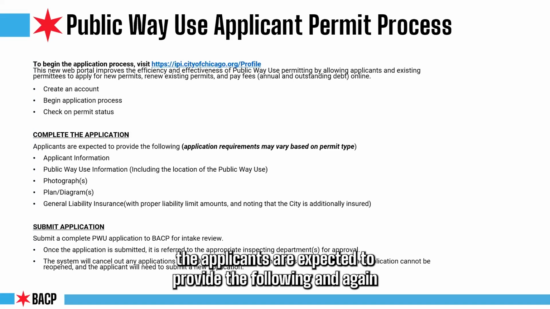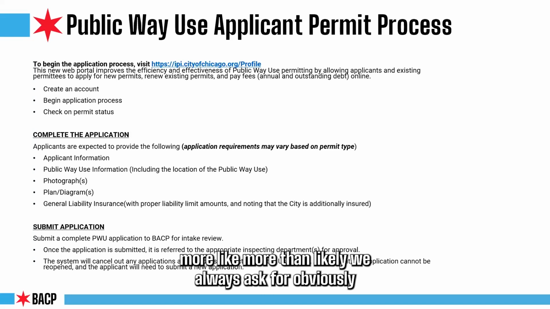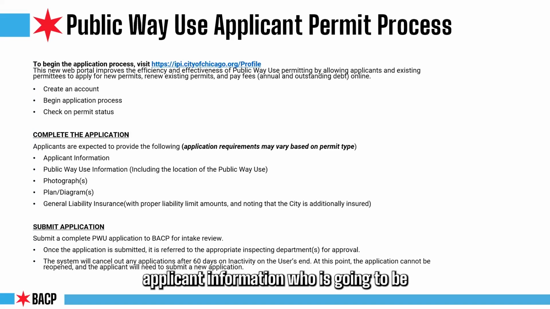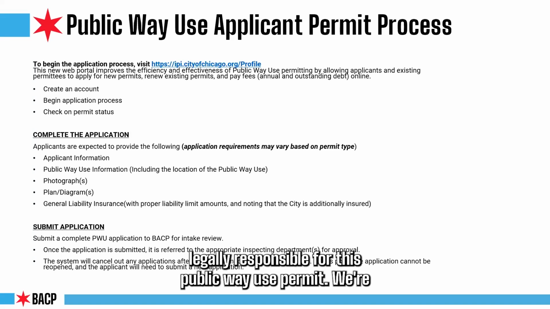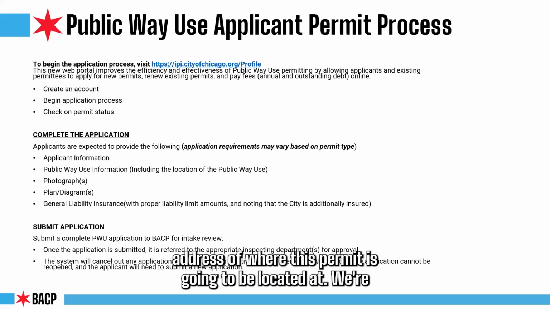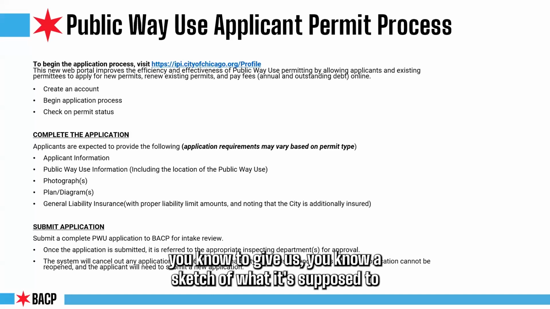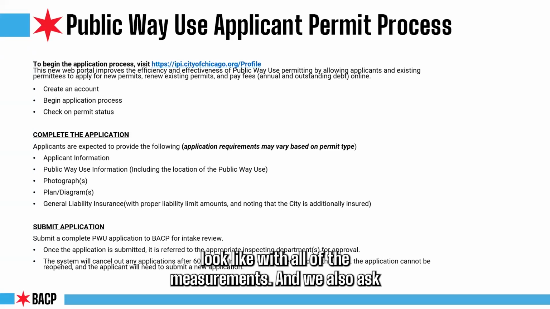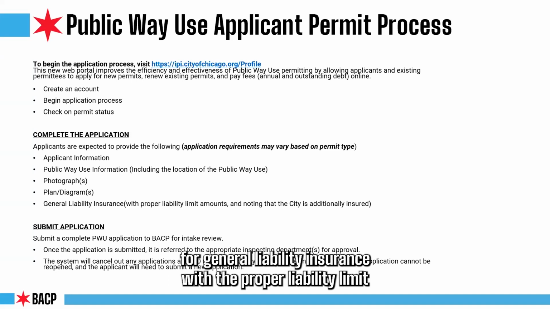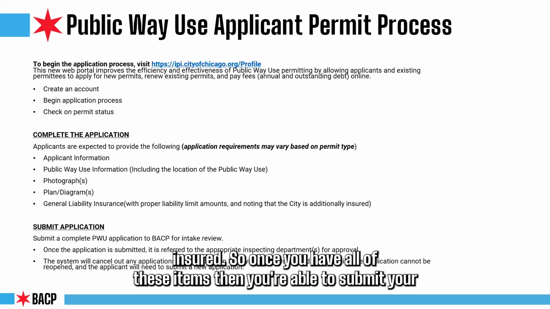The applicants are expected to provide the following. And again, these requirements can vary based on the permit type, but more than likely, we always ask for applicant information, who is going to be legally responsible for this public way use permit. We're going to want to know public way use information, so we need the address of where this permit is going to be located. We're going to want photos. We're going to want plans and diagrams, a sketch of what it's supposed to look like with all of the measurements. And we also ask for general liability insurance with the proper liability limit amounts, and obviously noting that the city is additionally insured.